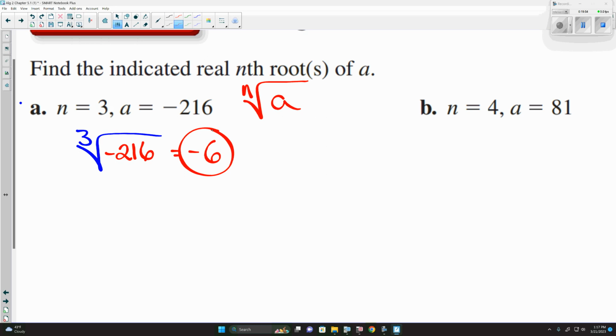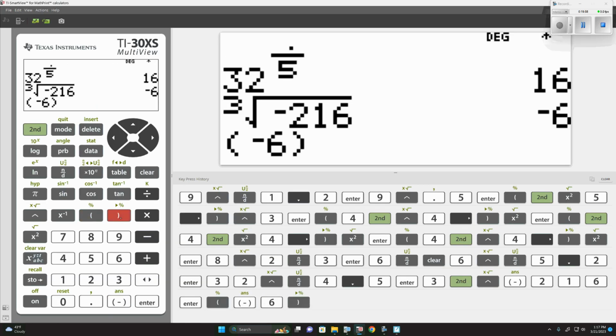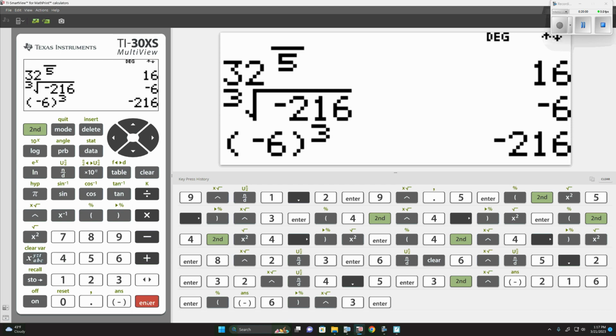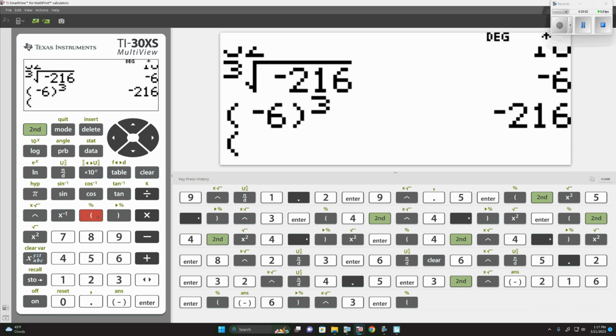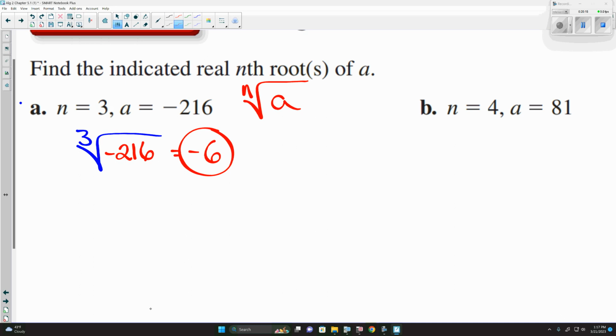And we could do it in a calculator. We could say negative 6, parentheses negative 6, to the third, and we get negative 216. We can't say that it's true for positive 6, because positive 6 cubed is positive 216. So negative 6 is our only solution for this here.